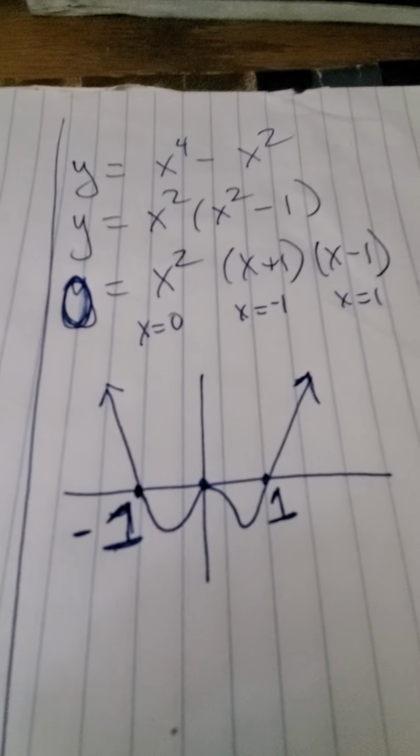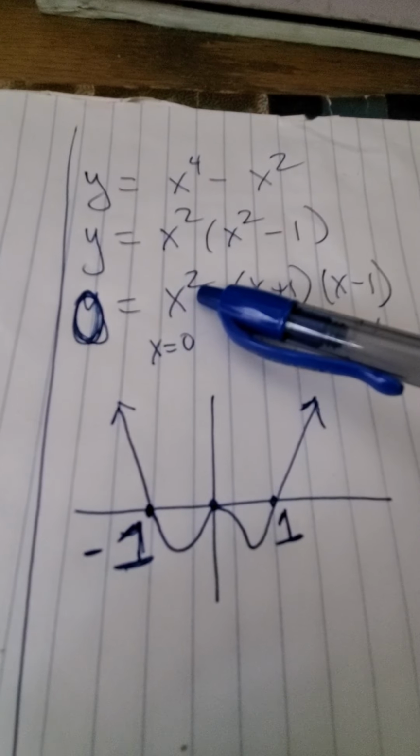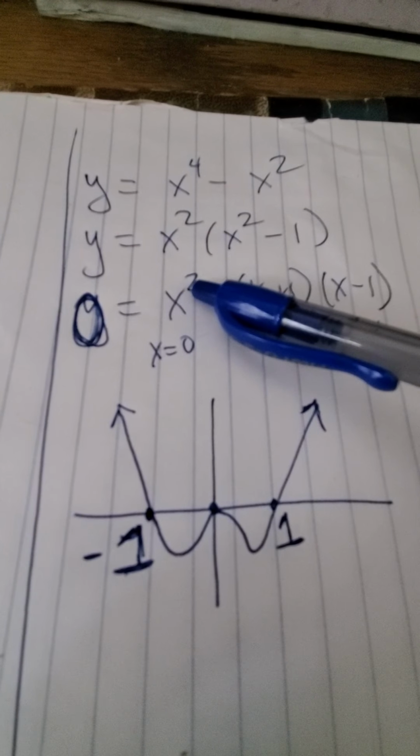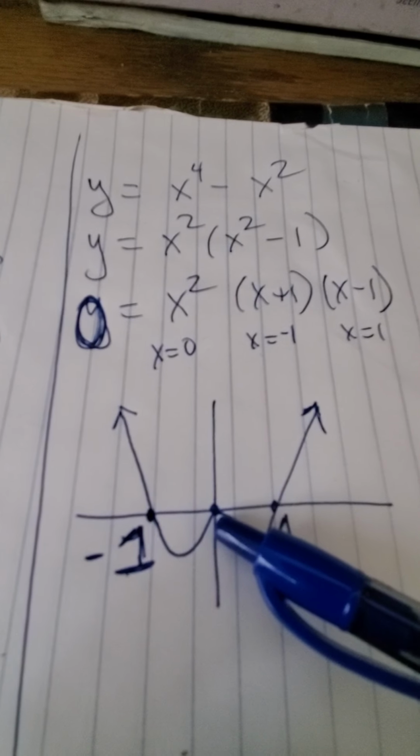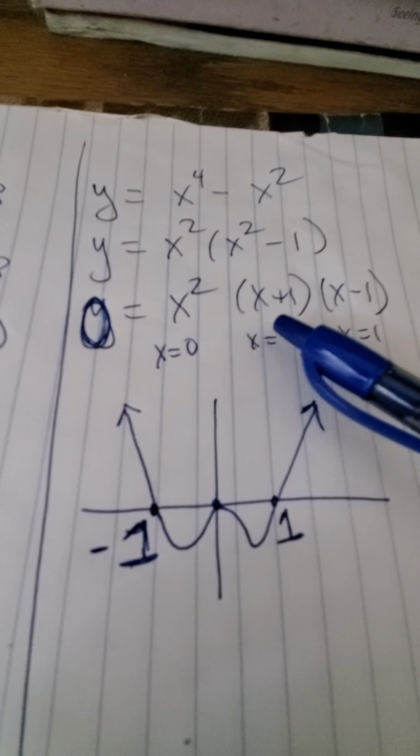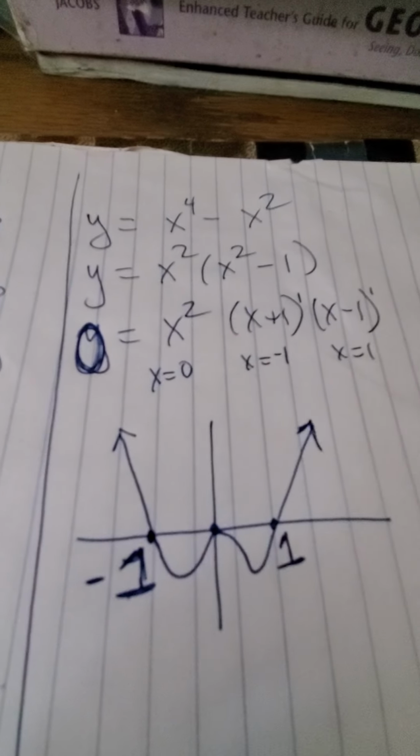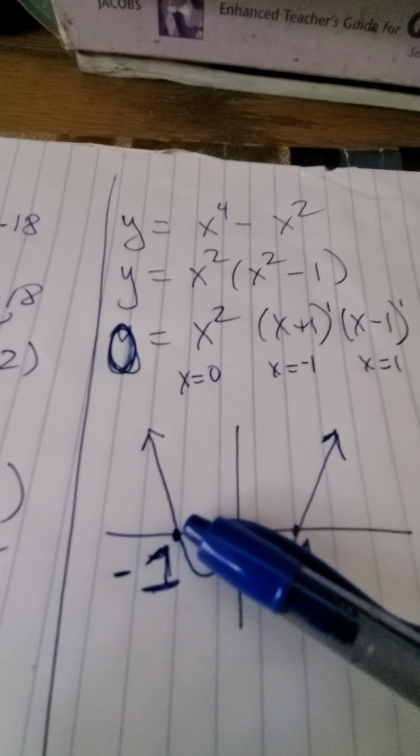Those are the intercepts. We also learned that since the x squared, since 2 is an even number, that's why the intercept here bounces off rather than going through. These are odd powers because that's the first power and that's the first power. So that's why the curve goes through the axis.